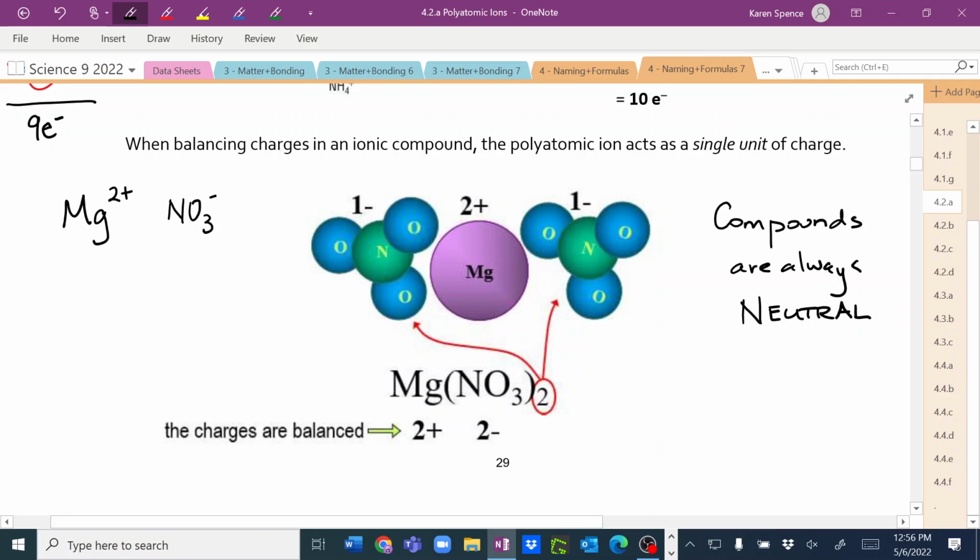If they are always neutral, and I have magnesium, which has 2+, and I have nitrate, which has a negative, which essentially means -1, how could I make a compound containing those 2 ions neutral? Tell your partner, how could we make that compound neutral? Magnesium is 2+, NO3 is -1.